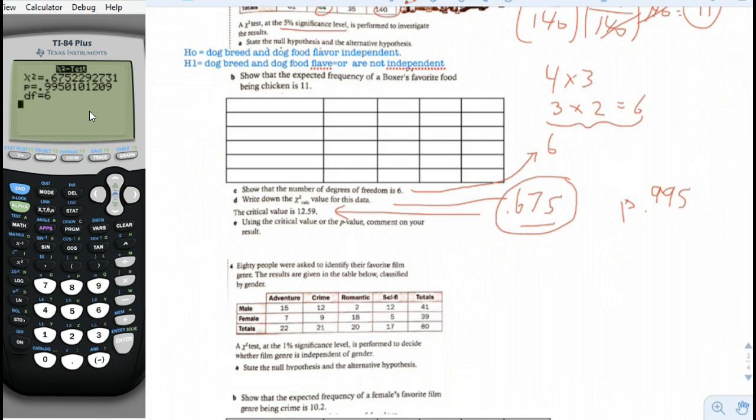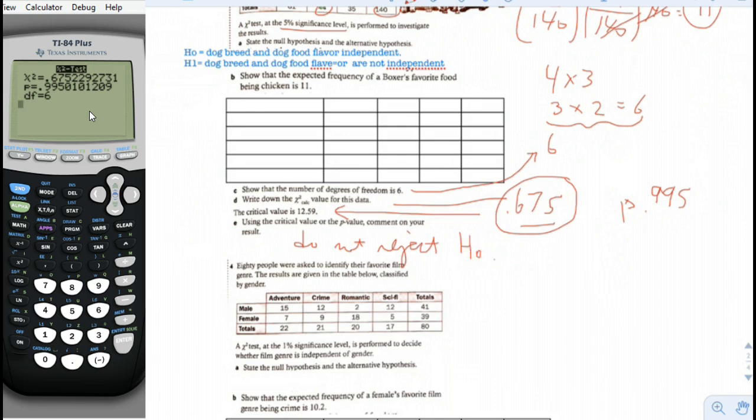If you go over, that means your data is not independent. Now, if you're under, then that means the null hypothesis is preserved, or is maintained, or valid. So we're going to say that we do not reject the null hypothesis.